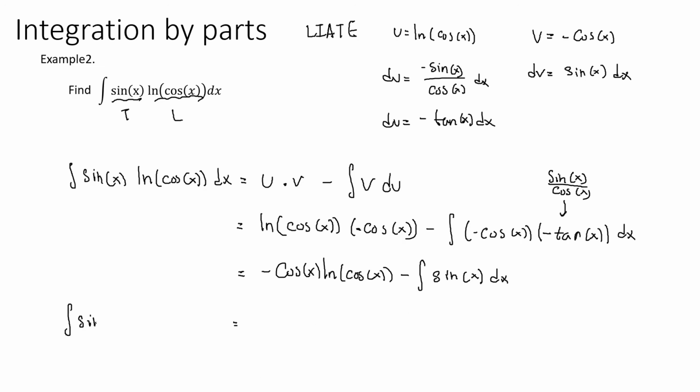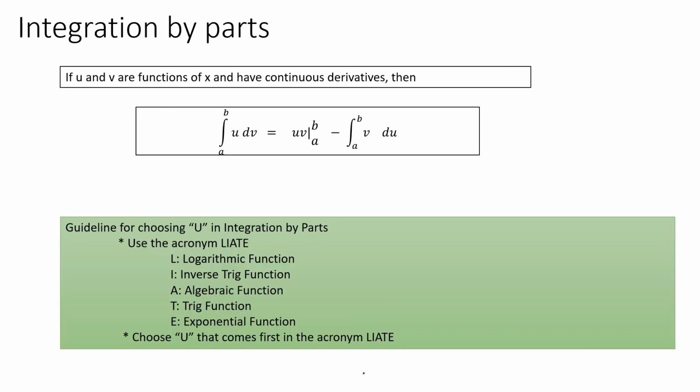The question was integral of sine of x times natural log of cosine dx is equal to negative cosine of x times natural log of cosine of x minus integral of sine, which was negative cosine. So that's why it becomes positive, because negative negative, plus c. And here is your answer. Again, using the acronym called LIATE will definitely help you guys to solve integration by parts a little bit easier.